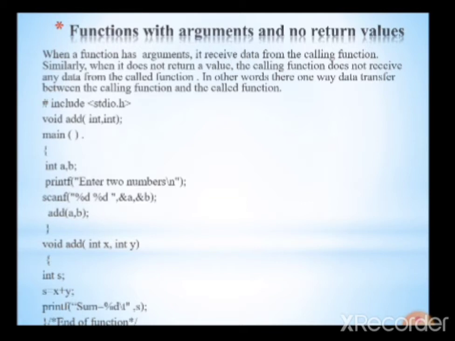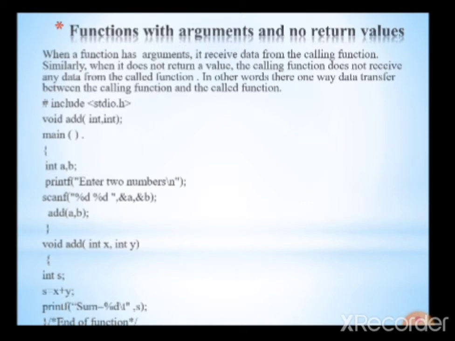See the example. There is no return value, so void is given here, then the function name add, and 2 integer values are passed here. Next, in the calling program you have to declare these two variables, input the values, call the add function, and pass these 2 parameters.